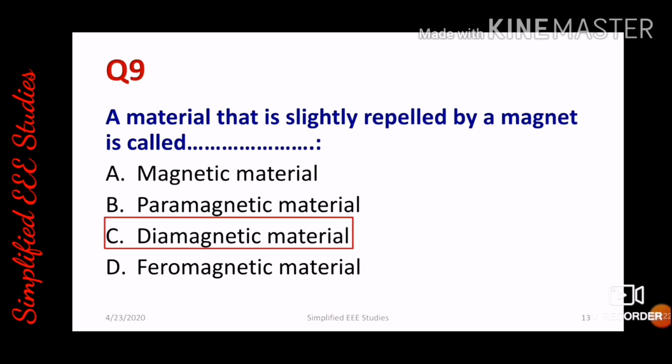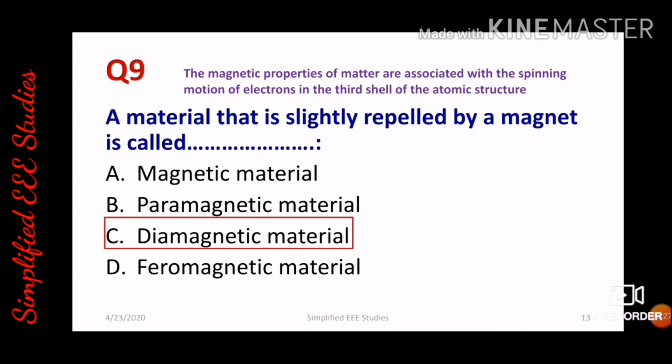One of the most important questions. The magnetic properties of matter are associated with the spinning motion of the electrons in the third shell of the atomic structure. That is the reason for the magnetic property. Now, magnetic material can be classified into three: paramagnetic material, diamagnetic material and ferromagnetic material. For every competitive examination, you can expect questions related to magnetic materials.